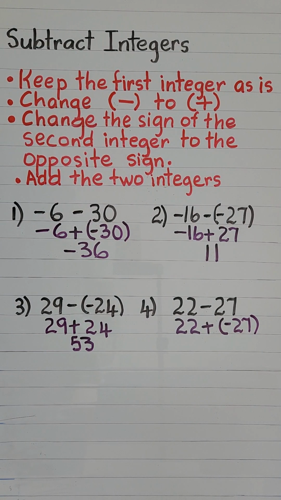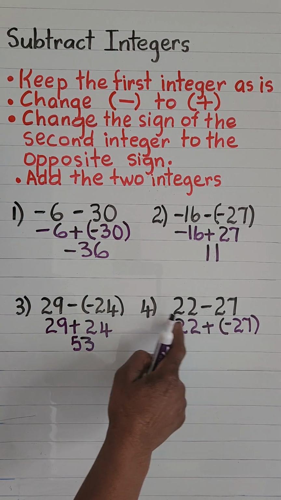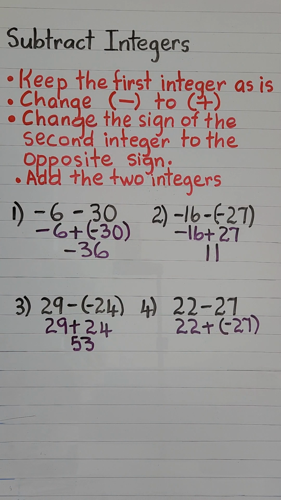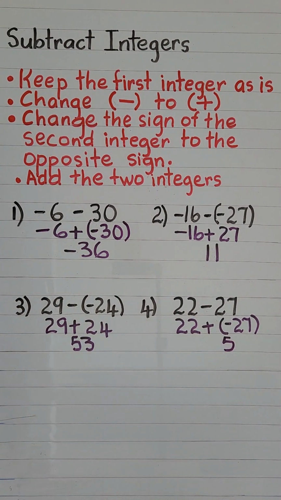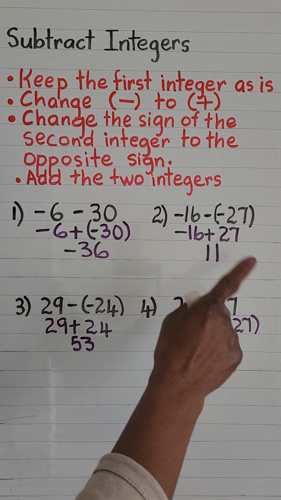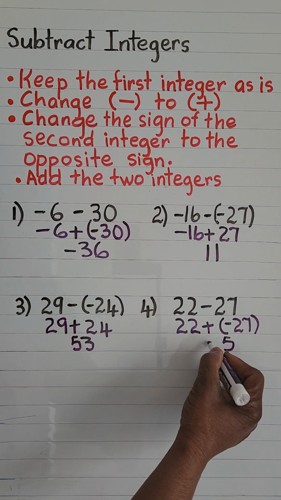Next, whenever we're adding, if it's two different signs, we subtract. So 27 minus 22 is equal to 5. And when we're done, two different signs when we're adding, we keep the sign of the larger number.